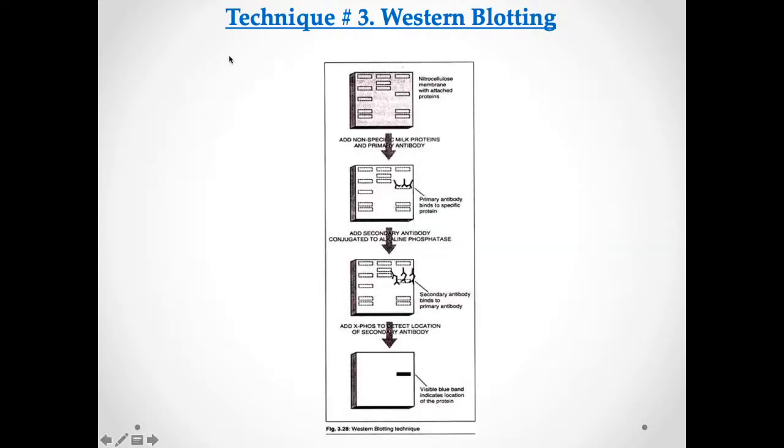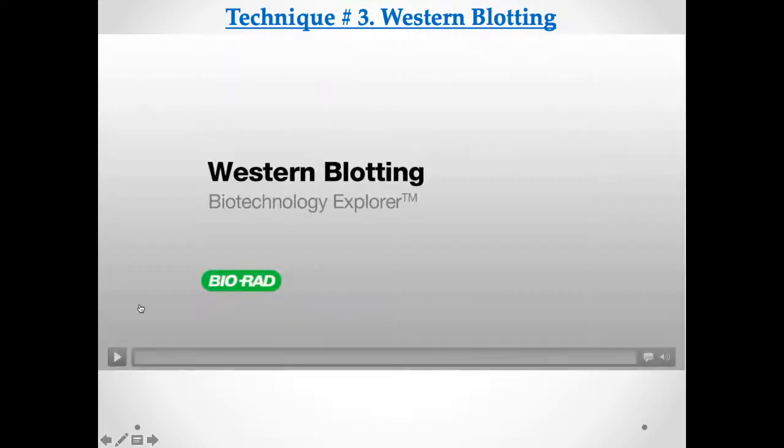Here we have this nitrocellulose membrane attached with the different proteins. To that we add primary antibody and then secondary antibody, and afterwards we can check them under the light, with blue bands indicating the proteins. So let's check how this Western blotting is done practically from a lab perspective.